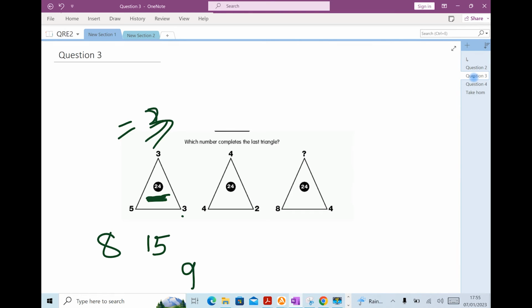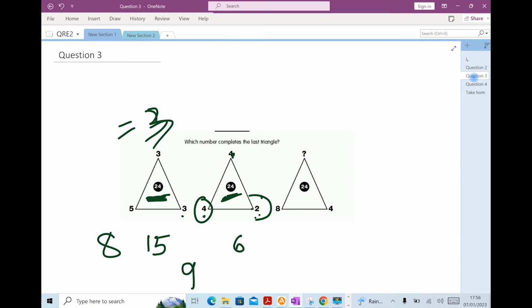So that's another way. We can see 2 patterns here, or 2 methods of solving this triangle. Let's check those 2 methods out on the second triangle. If we try the first method, which is to add the 2 lower numbers, 4 and 2, together, we get 6. And if we multiply 6 by 4, we get 24. So that works.